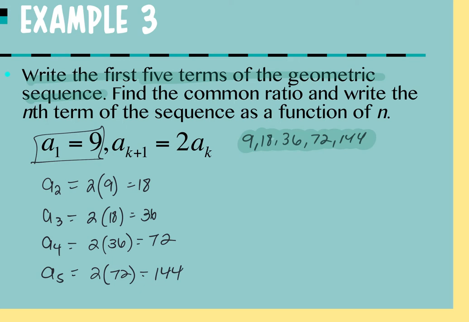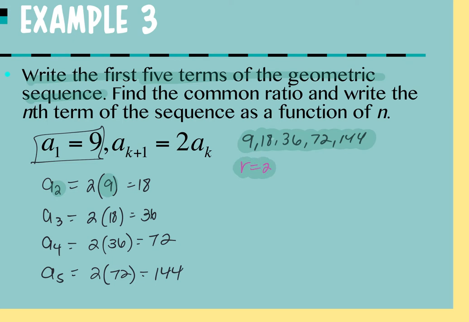The k plus 1 is this next term. The k is the previous term that you're using. So k plus 1 is technically 2 here, right? So then k is a 1. That's what we used here. Now we've got to find the r. So what happens each time, right? 18 divided by 9, 36 divided by 18, 72 is times 2. So my r is 2.